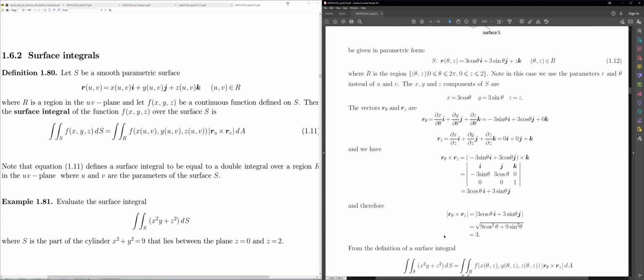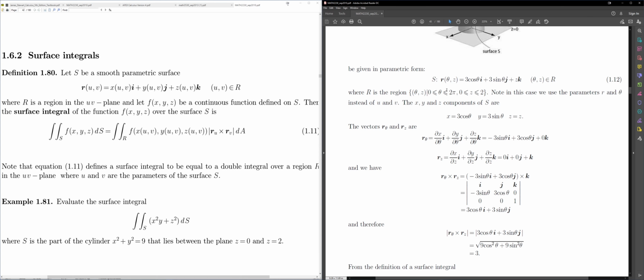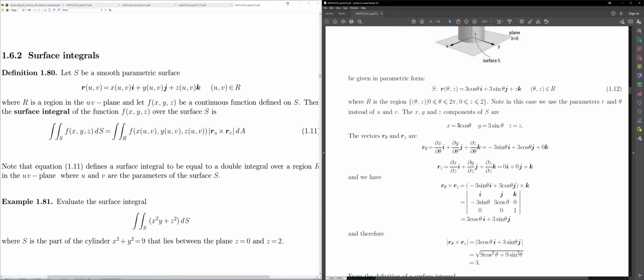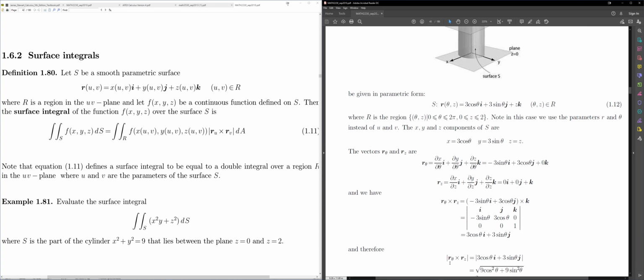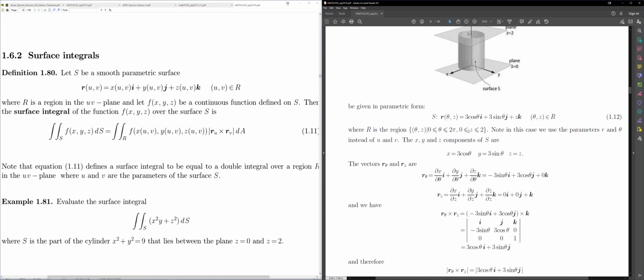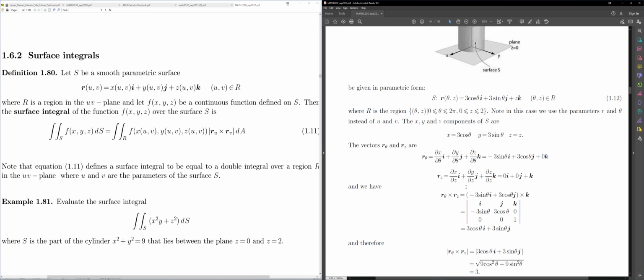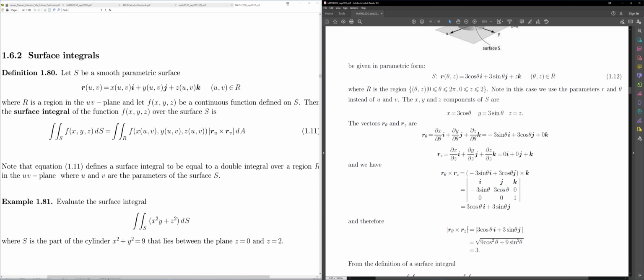Okay, and I guess the next good thing about doing this: if your parametric surface is a cylinder centered around the z-axis, then the modulus of r theta cross rz is in fact just going to be equal to the radius. So the radius is 3 over here for a cylinder. So the modulus of r theta cross rz just works out to be 3.